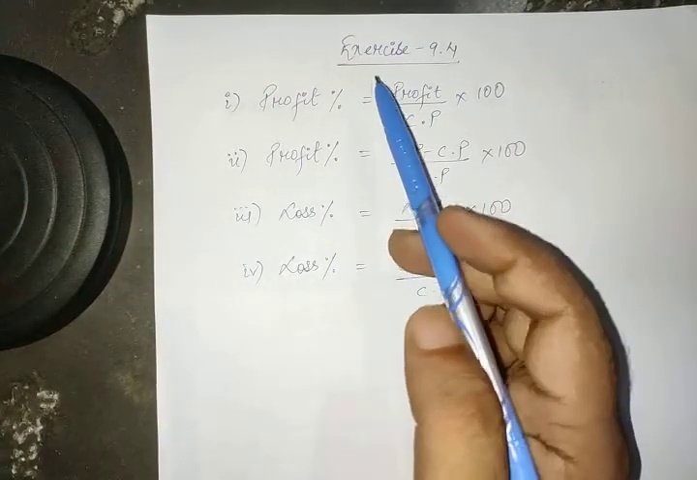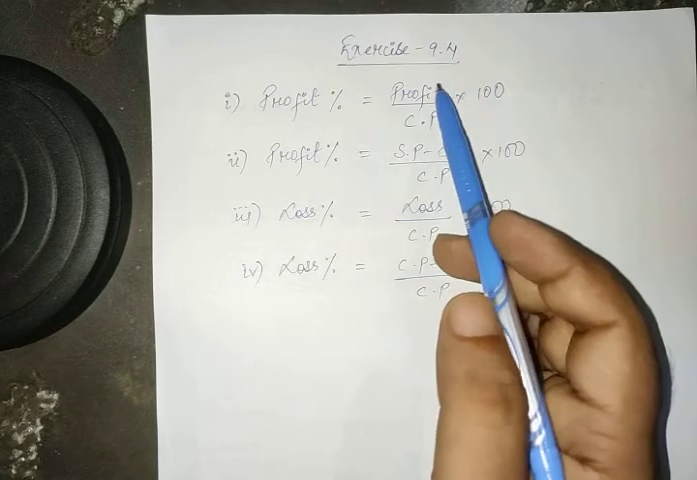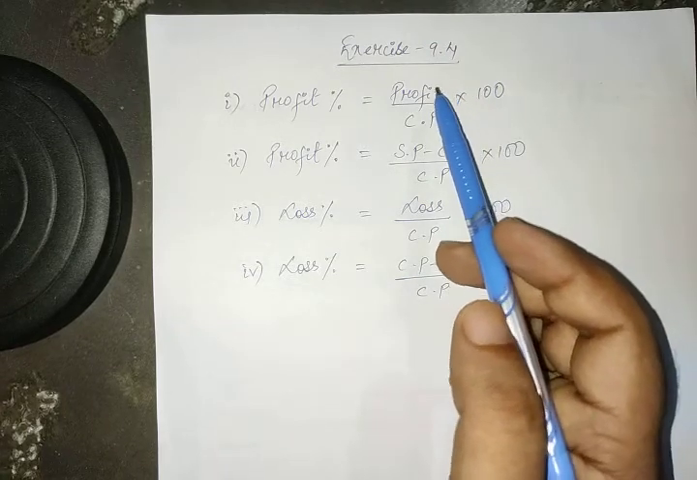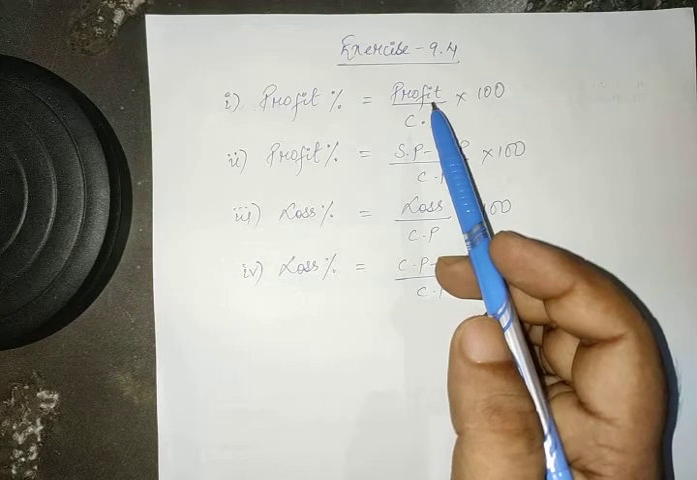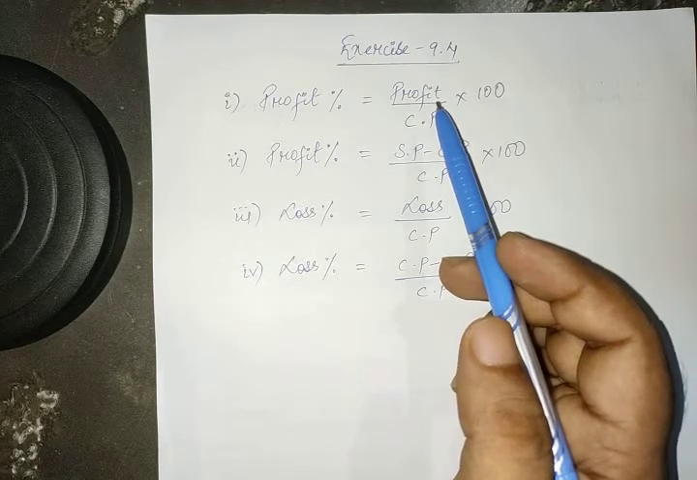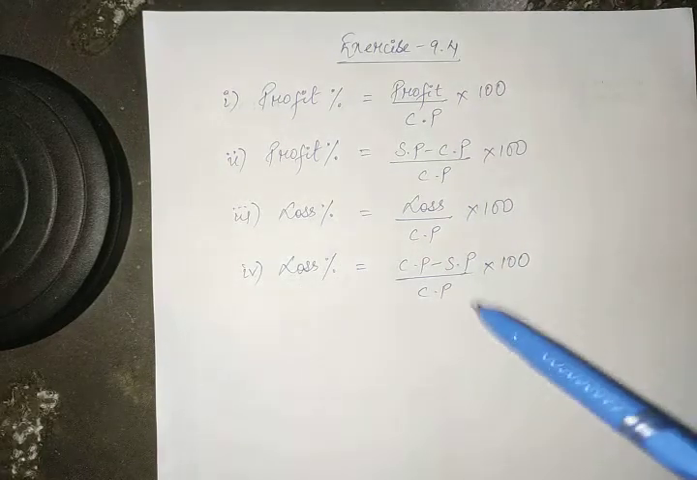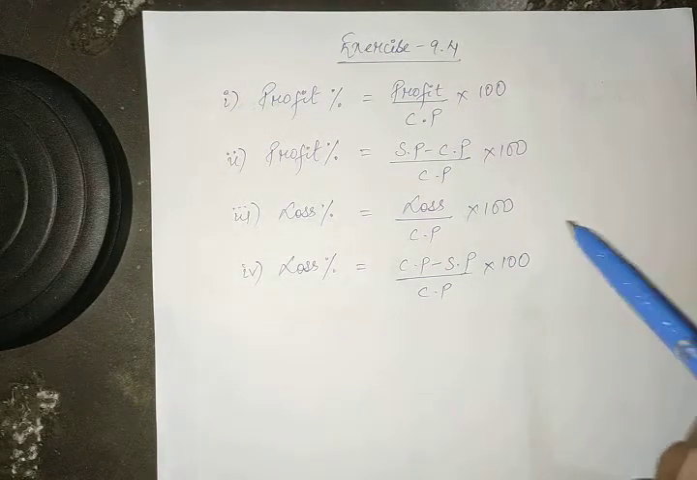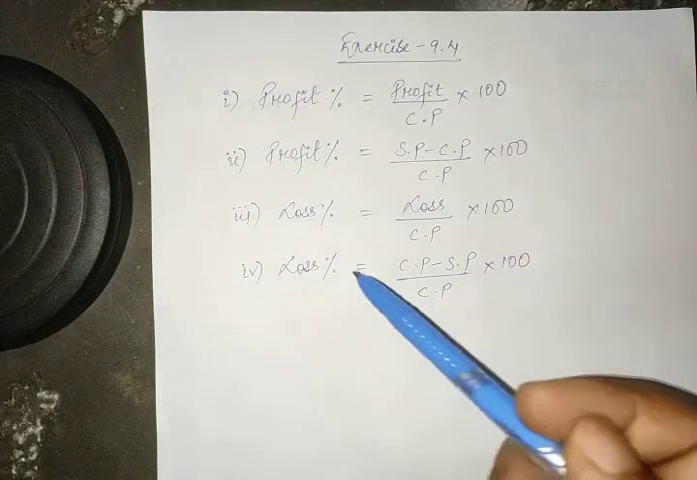Hello students, today we are going to start a new exercise, that is exercise 9.4. In this exercise we'll learn about profit percent or loss percent. We have already learned about cost price, selling price, profit and loss. So in this exercise we'll learn how to find profit percent or loss percent. In order to find that, there are some formulas which we'll be using.